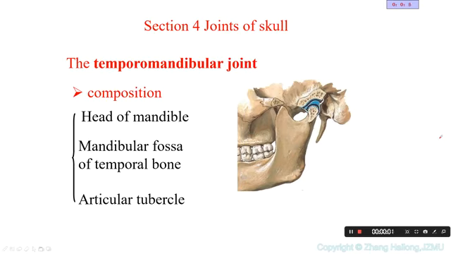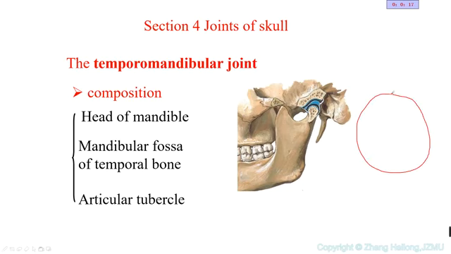Okay, now is the last content of this class. The joints of the skull. First, you should know the skull. Between different bones, there is a suture. For example, here is the superior view of the skull.